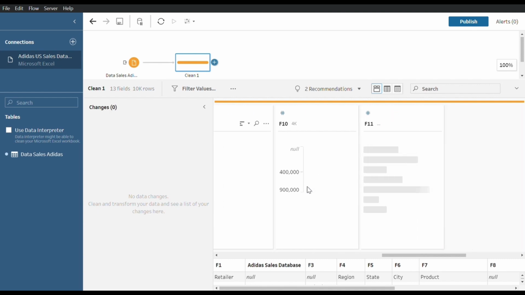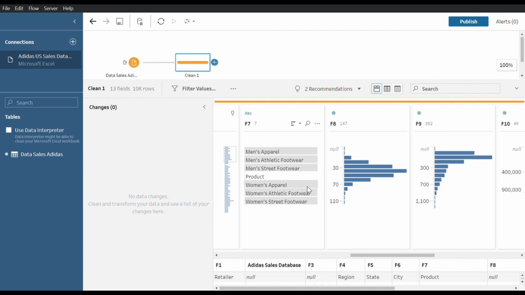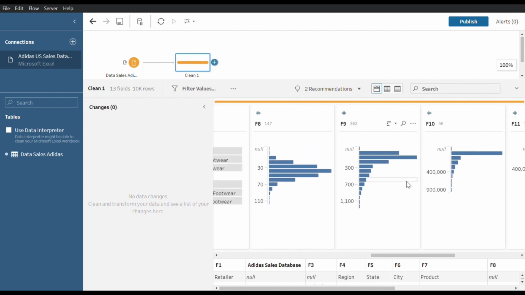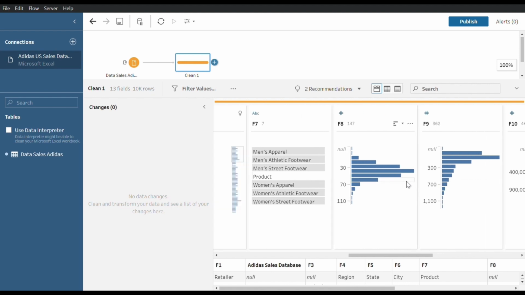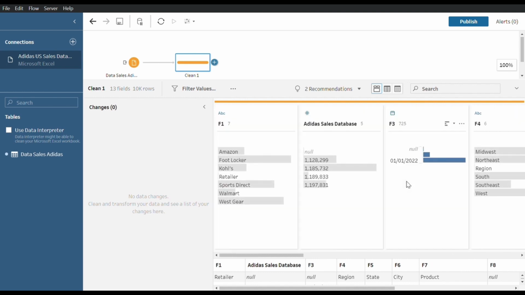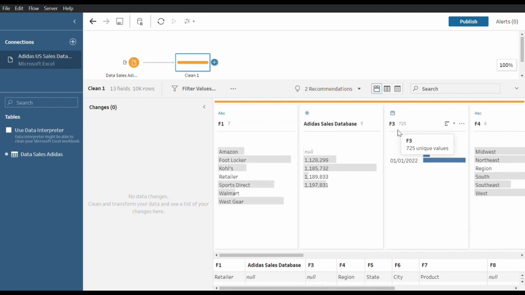So now, as you can see, we can see F6, F7, F8, F9, F10, F11, and so on. And with these names, we can't really understand what data it entails. So based off the Excel sheet, I know a bit of them. So what we'll do first is change the data field names.